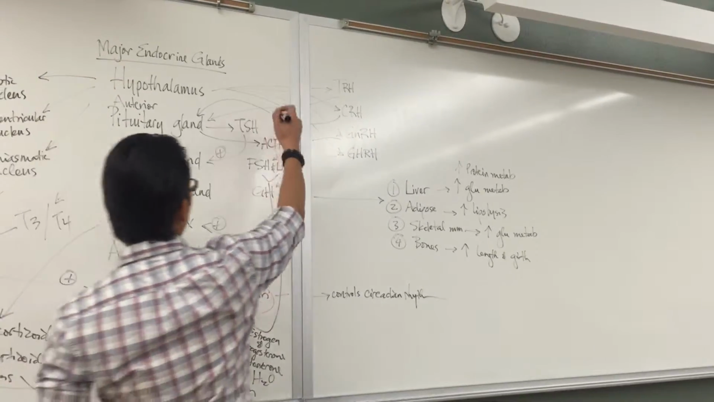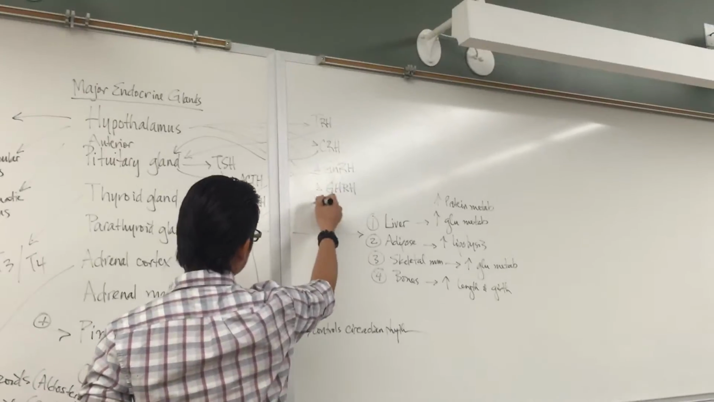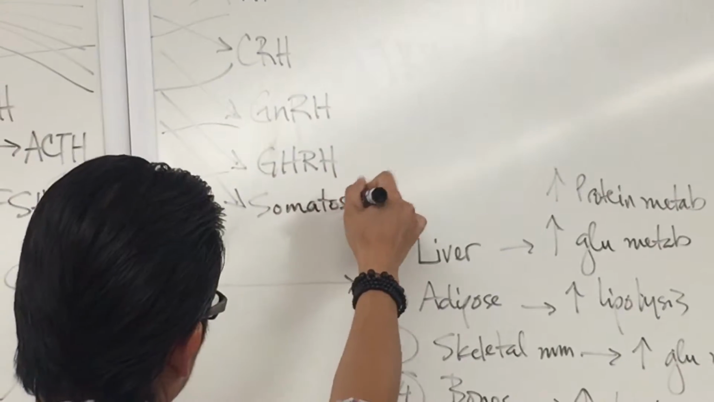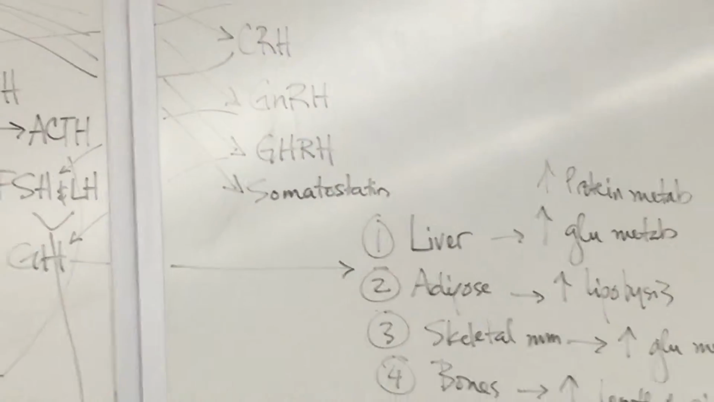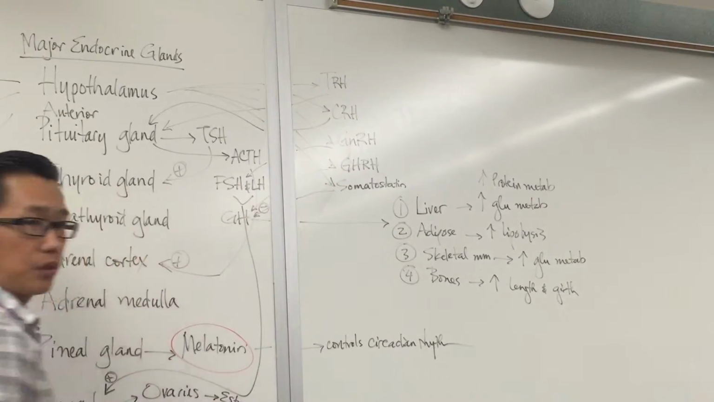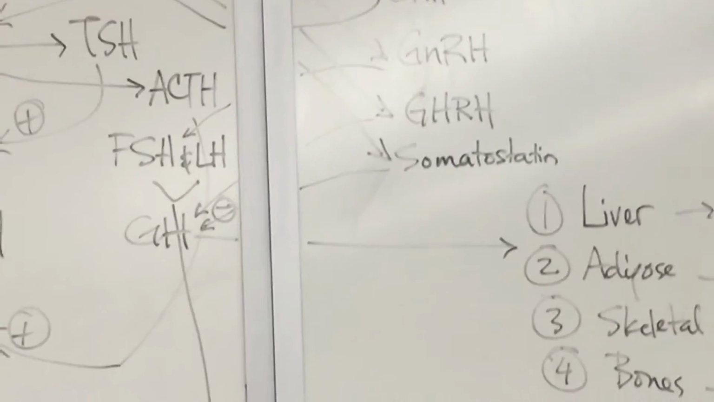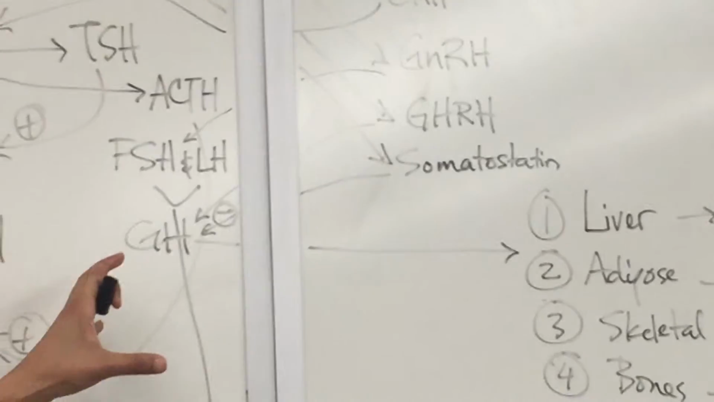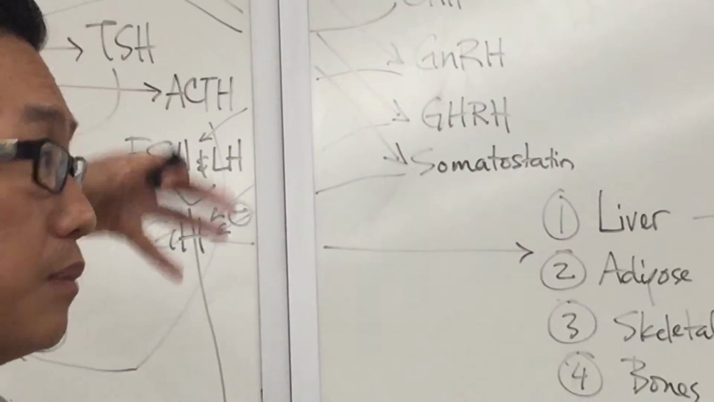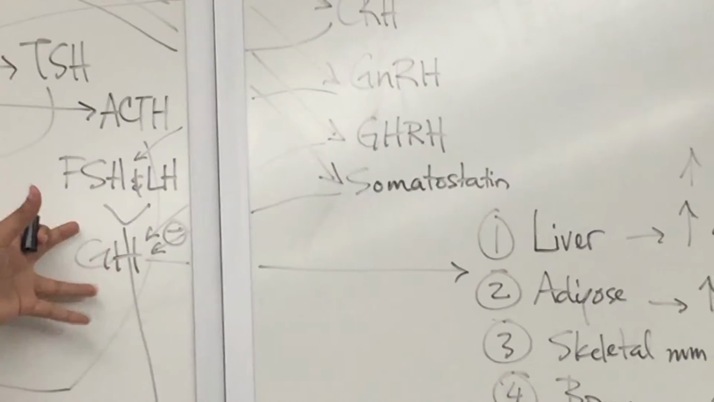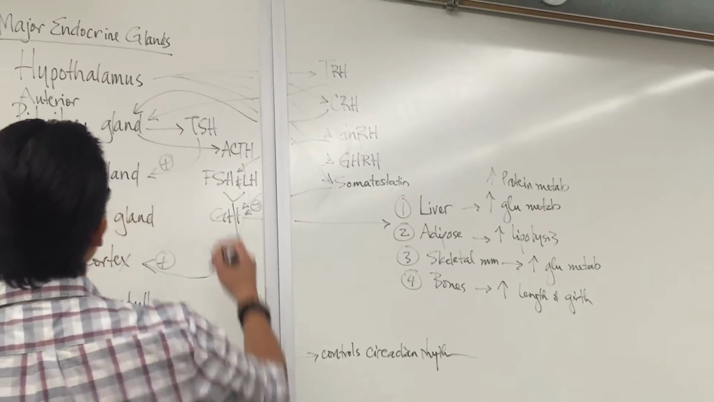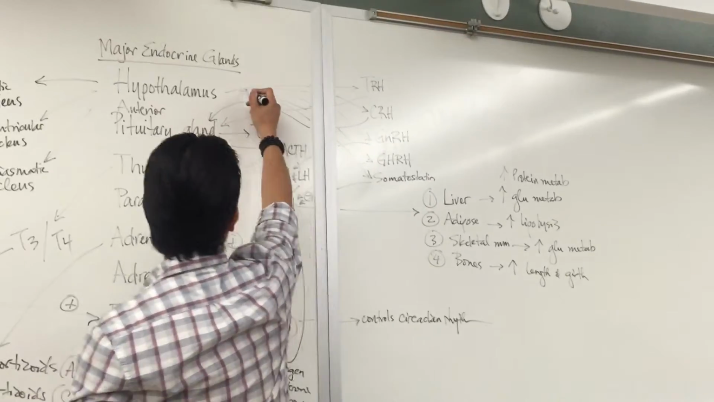Okay. Hypothalamus also releases somatostatin. Somatostatin goes to the anterior pituitary and inhibits the release of growth hormone. So once you're done growing, you don't need any more growth hormone to be released from the anterior pituitary, and somatostatin released from the hypothalamus will make sure that it inhibits the anterior pituitary from releasing growth hormone.